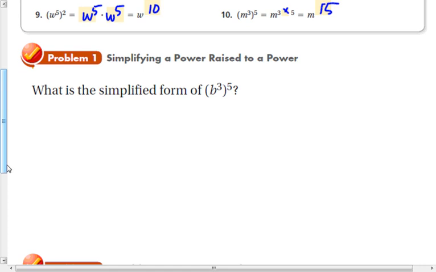All right, so what is the simplified form of b to the third raised to the fifth? This is not simplified because of the parentheses there. We want to get rid of those and write it with a single base of b. I'll show the reasoning behind it: this 5 tells you to multiply the base, b to the third, by itself 5 times. So what we're really talking about is this.